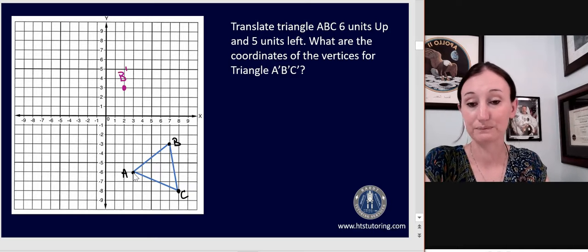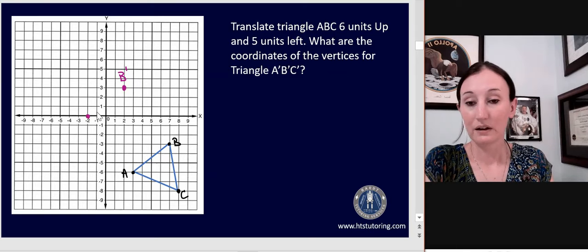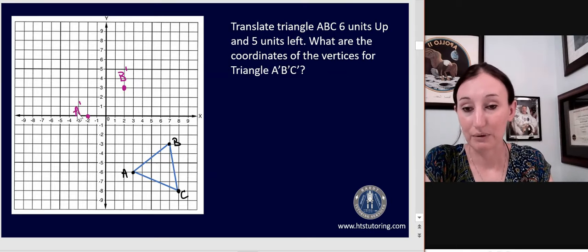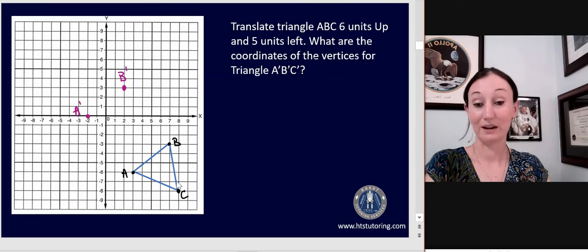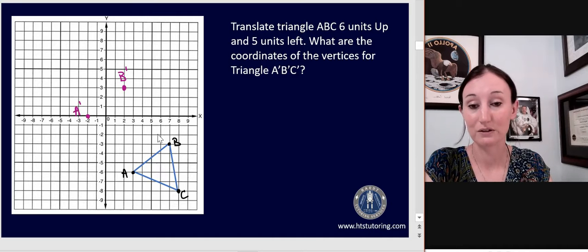Now let's do A. I'm going 6 units up. 1, 2, 3, 4, 5, 6. We're going 5 units left. 1, 2, 3, 4, 5. So that is A prime. Alrighty. Now we just have C left. So we're going to go 6 units up. 1, 2, 3, 4, 5, 6. And 5 units left. 1, 2, 3, 4, 5.